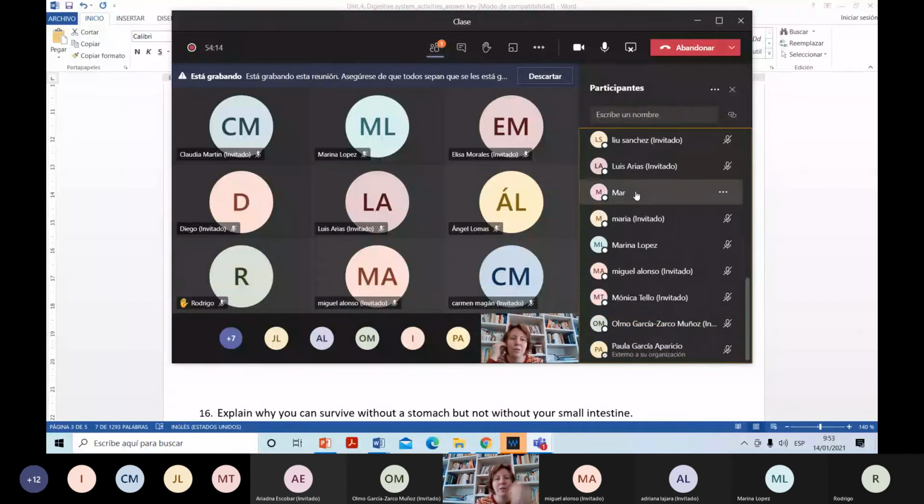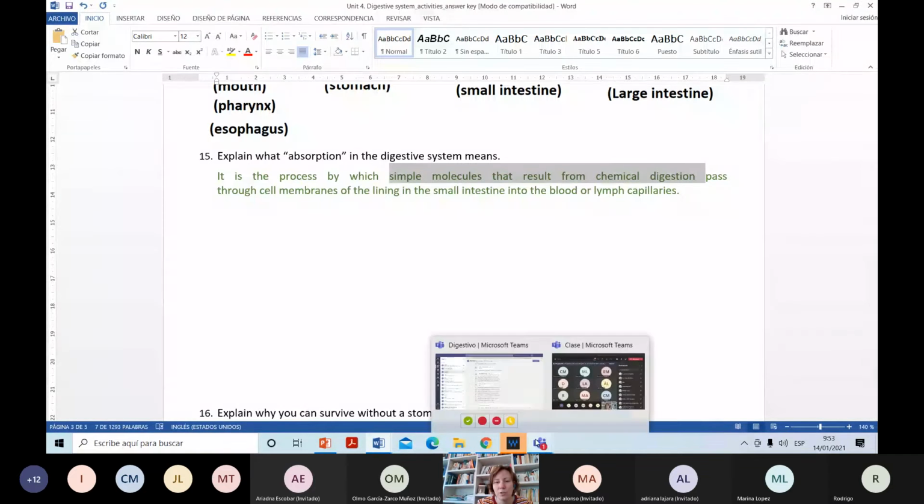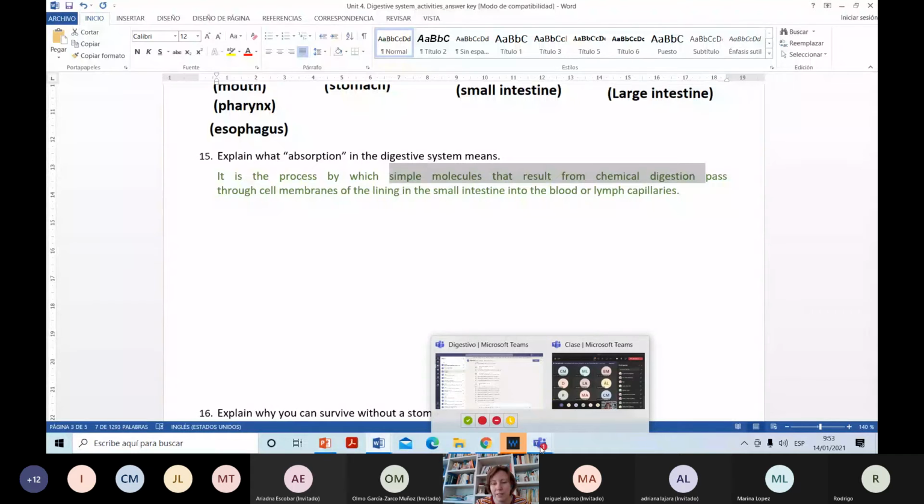Mar, can you give me one term to say simple molecules that result from chemical digestion? Those 7 words, you can use just one to define. They are the substance that pass through cell membranes of the lining in the small intestine into blood or into the lymphatic capillaries. So what's the name of those simple molecules that result from chemical digestion? Mar, are you there?